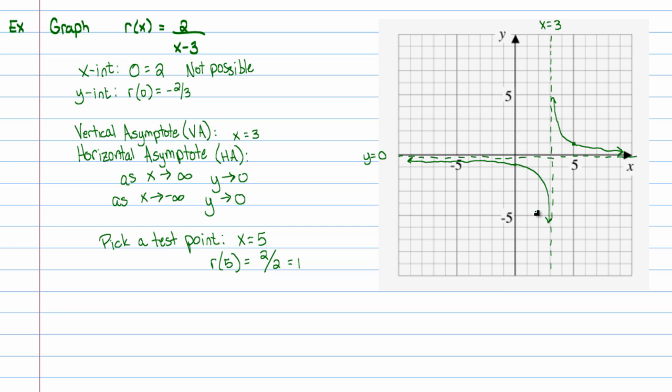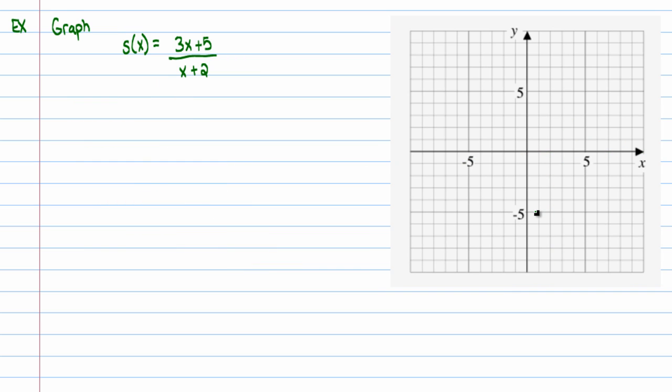All you're really doing is finding the intercepts. That helps you determine kind of how your graphs might look. And you're going to find the vertical and horizontal asymptotes. It's good rules of thumb. So let's try another example here.